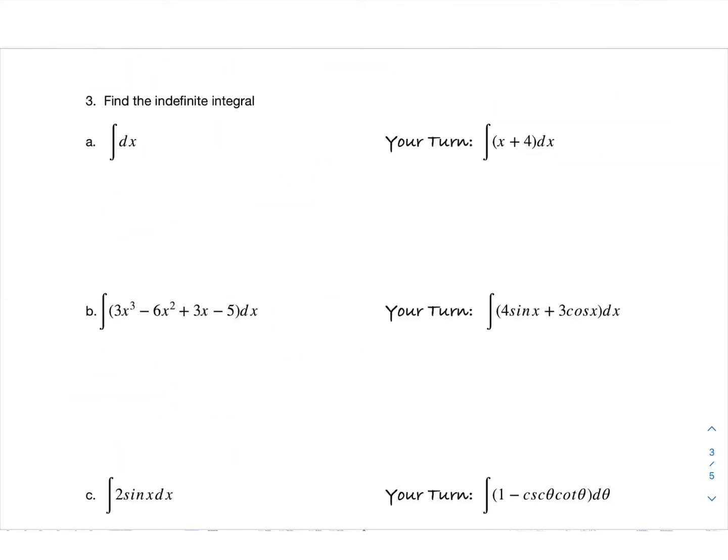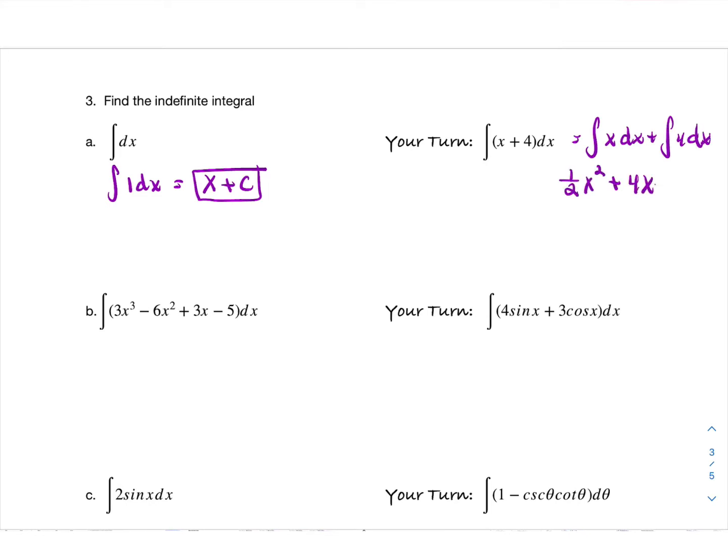Now let's try a few. What is the integral of dx? Well, that's understood to be 1 times dx, so that's a constant, so it's going to be x plus c. You try the next one. The integral of x plus 4 dx is equal to 1/2 x squared plus 4x plus c.